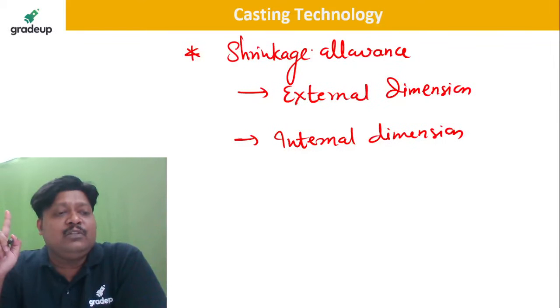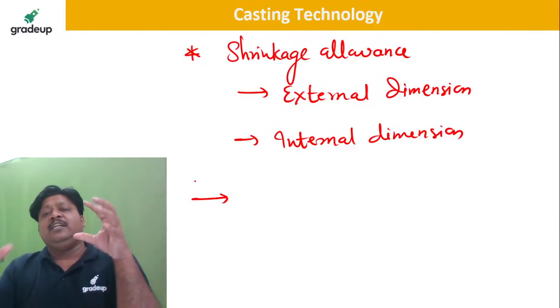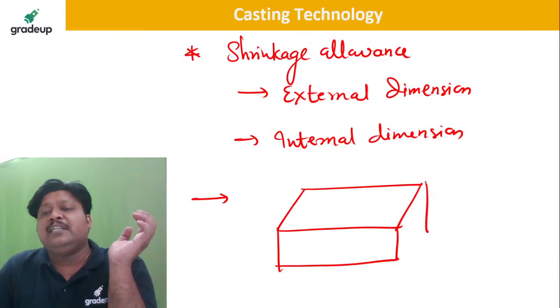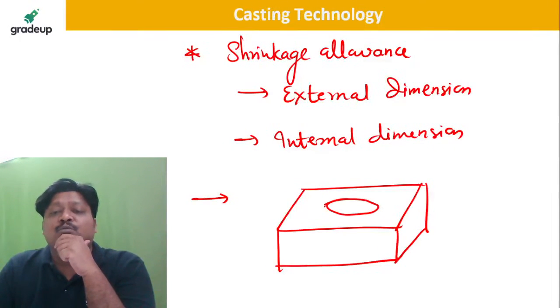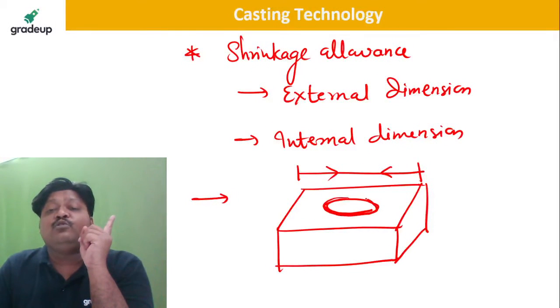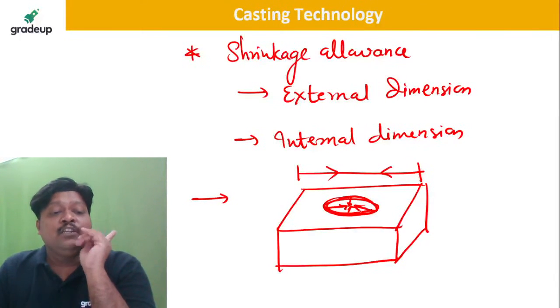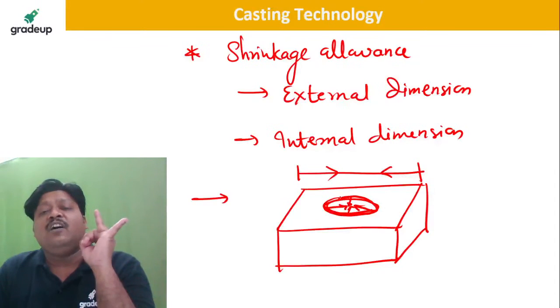So the rule that you know very well, dear students: on the external dimension as well as on the internal dimension, these two are going to shrink. When I say the material is undergoing contraction during solidification, the external dimensions are also going to shrink. And please remember that this internal dimension, this bore, is also going to shrink toward the center. So you have to provide the positive shrinkage allowance on external dimension as well as on internal dimension.